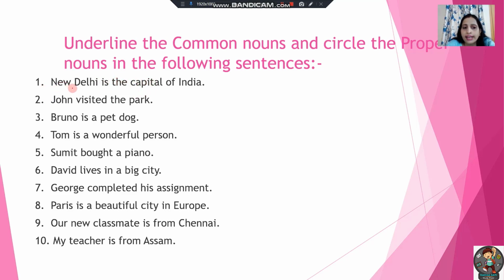Now the first one is New Delhi is the capital of India. So here New Delhi, it is the name of a particular place. So it will be our proper noun. So we will circle it.